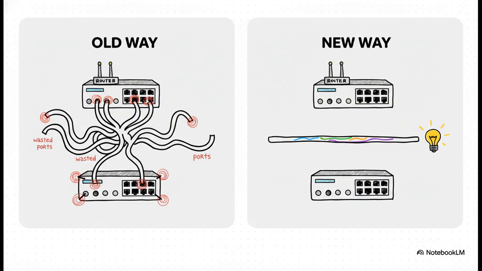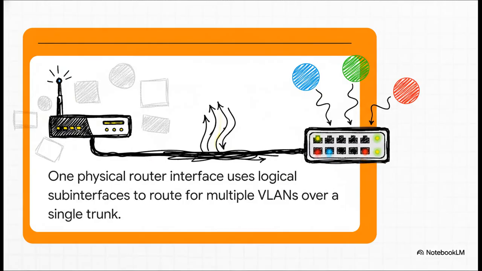The new way, router on a stick, is just so much smarter. It uses a single special connection called a trunk link to carry the traffic for all of your VLANs at once. So what is it exactly? Well, you take one physical port on your router and connect it to a trunk port on your switch. Then, inside the router software, you create these little virtual interfaces. We call them subinterfaces, and you assign one to each VLAN. It's amazing. One physical connection does the work of many.